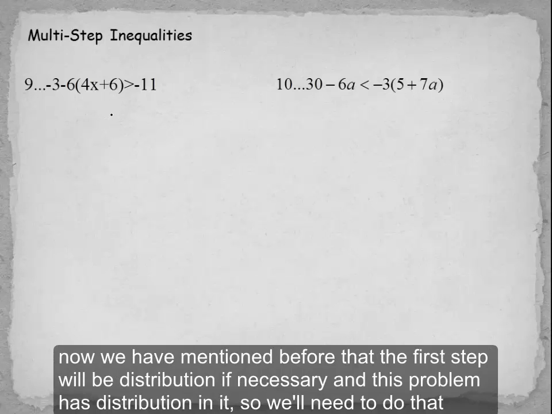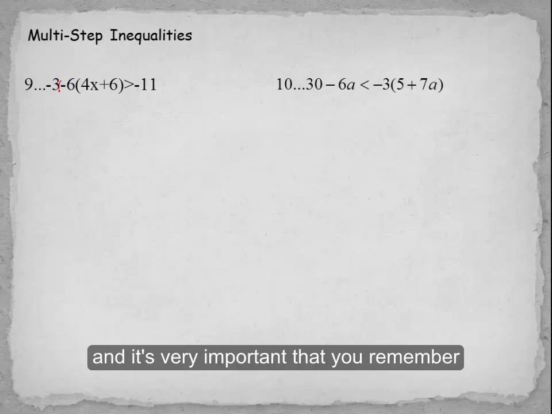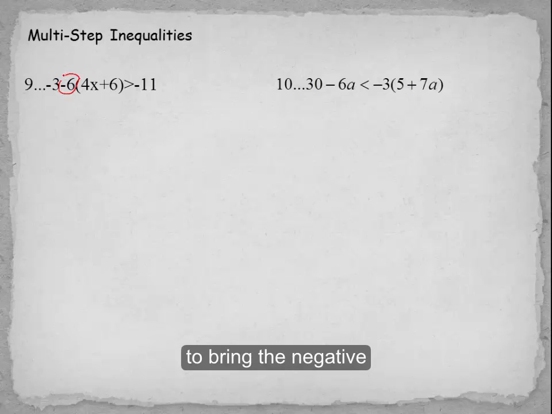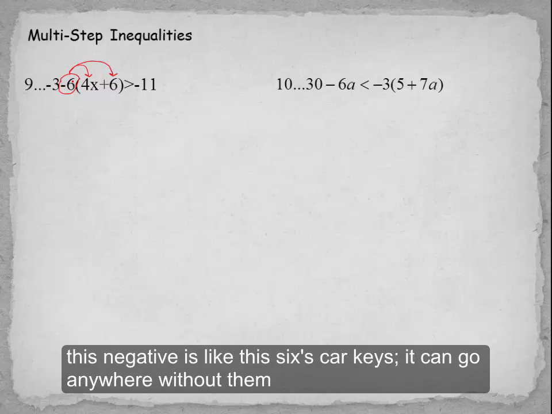Now we had mentioned before that the first step will be distribution if necessary, and this problem has distribution in it, so we'll need to do that. Now here I have negative 3 minus 6 times 4x plus 6 is greater than negative 11. So I need to distribute this. And it's very important that you remember to bring the negative with the 6 when you multiply it in, so that you're changing signs as necessary. This negative is like this 6's car keys. It can't go anywhere without them.